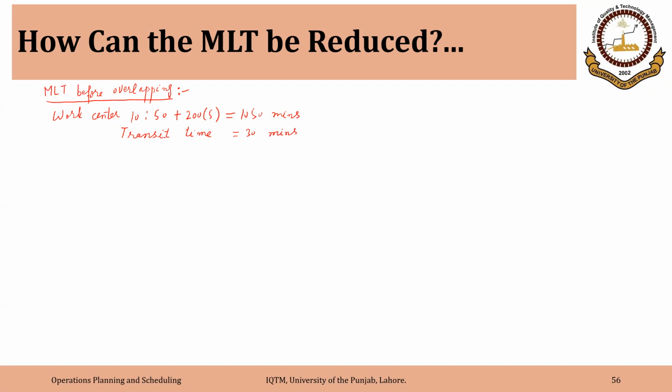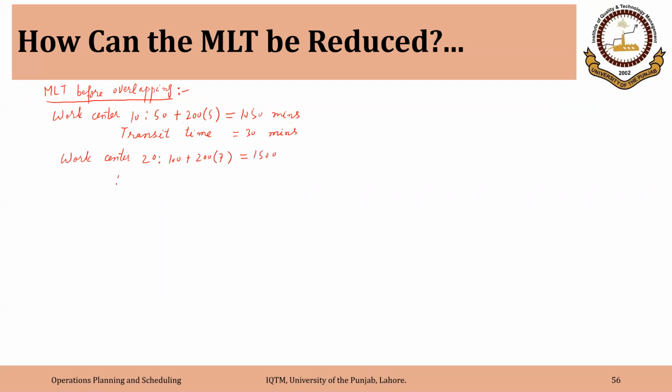Similarly, the processing time or operation time at work center 20 will be equal to setup time plus run time. So setup time for work center 20 is 100 minutes and operation time or the run time is 7 minutes. So that will be equal to 1500.